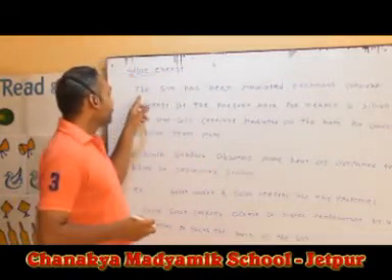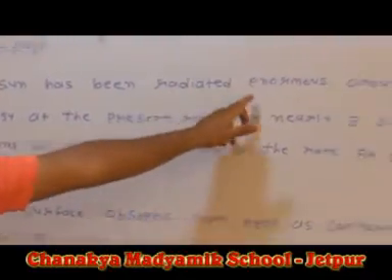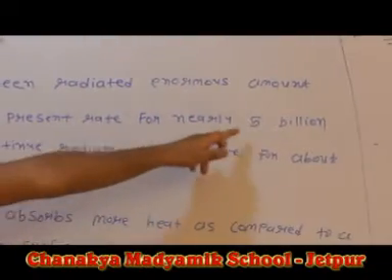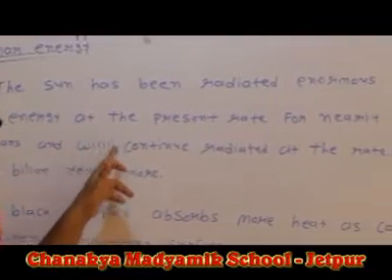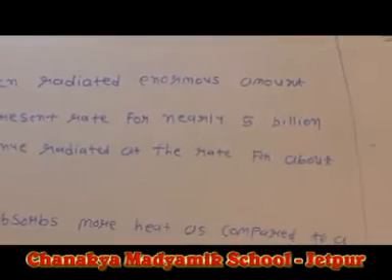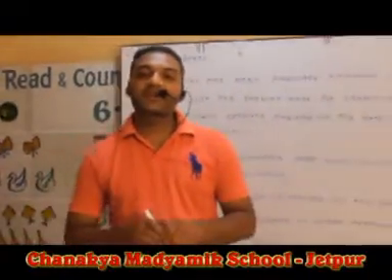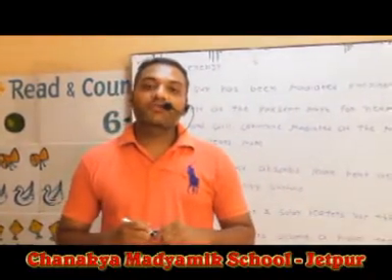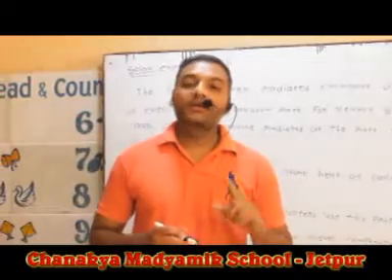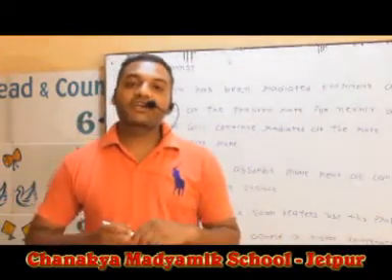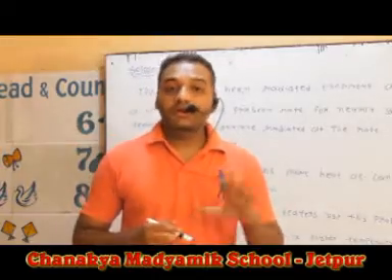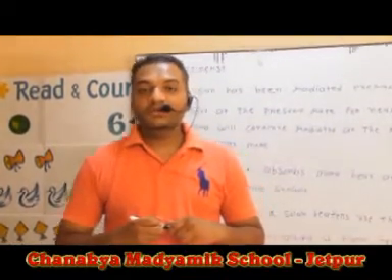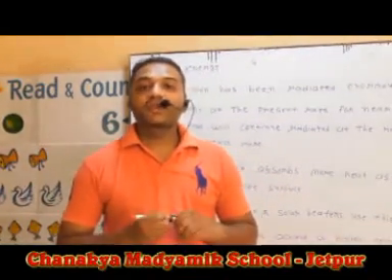First of all, look here: the sun has been radiating an enormous amount of energy at the present rate for nearly 5 billion years and will continue radiating at the same rate for about 5 billion years more. It is said that the sun is one type of star. It radiated some amount of energy 5 billion years ago and continues to radiate it. The sun is a star in which hydrogen and helium, these two elements, are responsible for the entire energy.